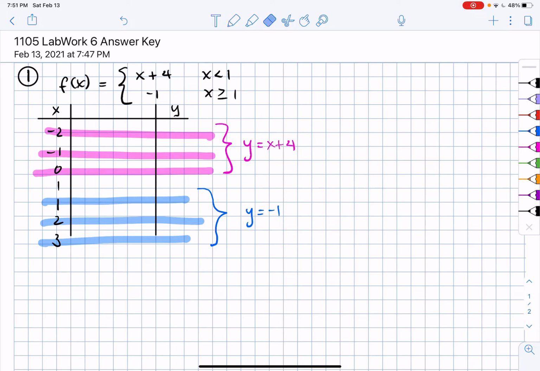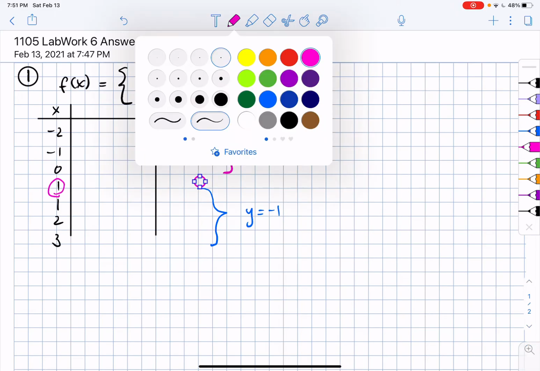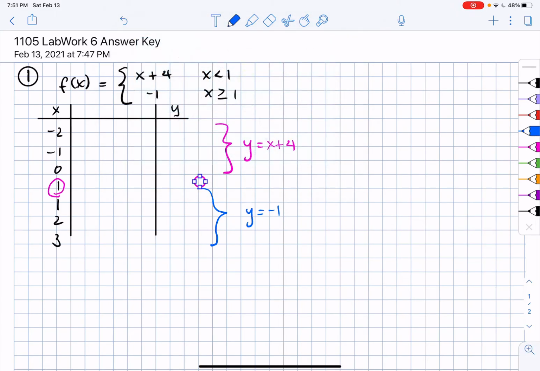So what I do know is that with that being said, at this one here, we're going to have an open circle when I'm dealing with the x plus 4. But while I deal with this one right here, I'm not just going to deal with an open circle, but I'm going to deal with a closed circle. Okay? So, let's take a look.